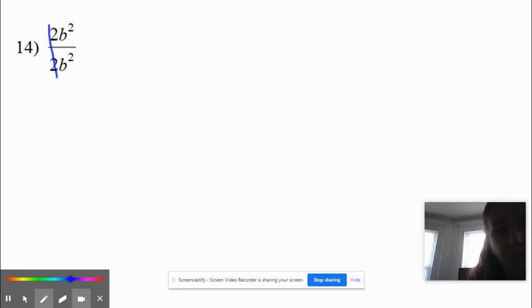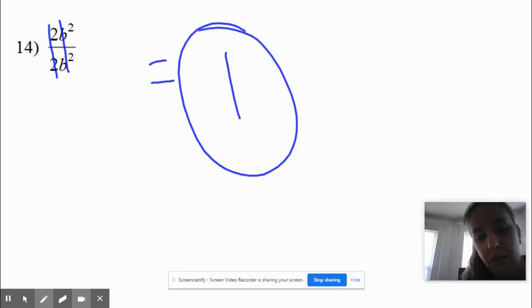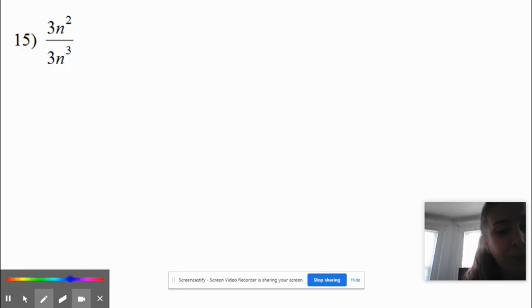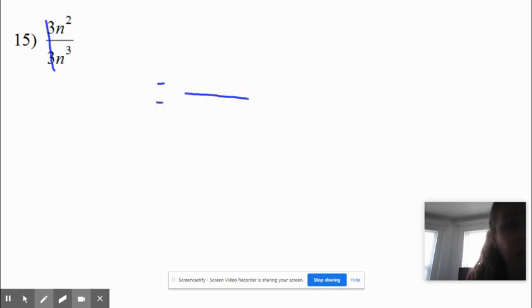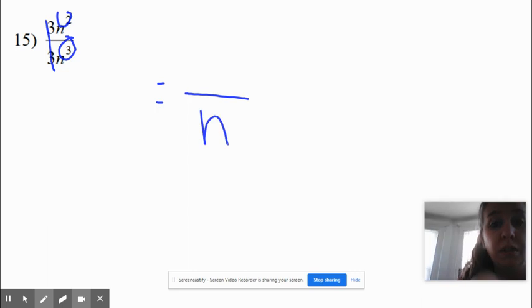Two divided by 2 is 1. B squared divided by B squared is also 1. Anything divided by itself is 1, and we're just canceling everything out. So here, 3 divided by 3 is 1. So those cancel. And then 3 minus 2 is 1. So we're just going to have n to the first power somewhere. But we're going to put it on the bottom and use 1 as a placeholder.